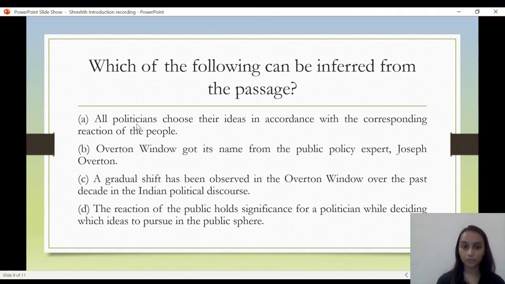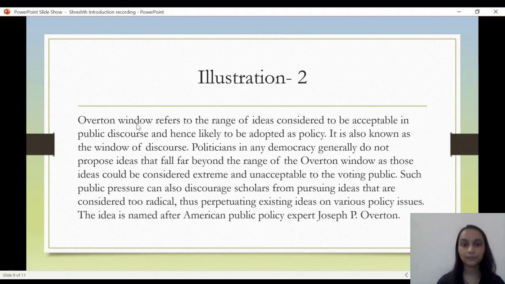Now let's look at the last option. The reaction of the public holds significance for a politician while deciding which ideas to pursue in the public sphere. Now we already know that option D has to be the correct one since the other three have been eliminated. However, let's look at what the passage says about this inference.